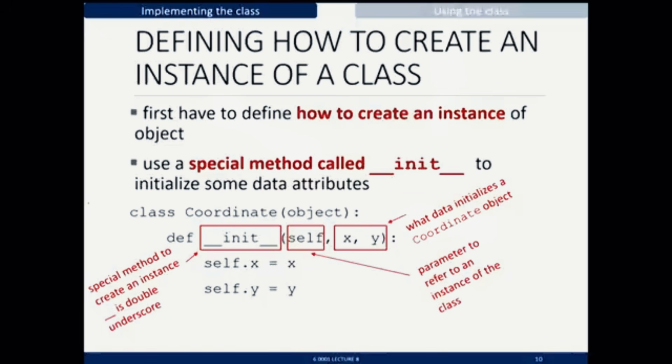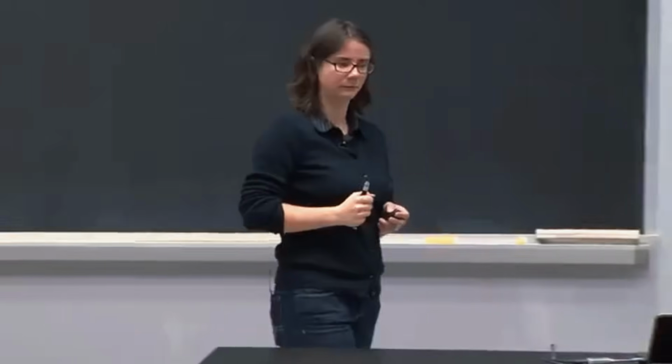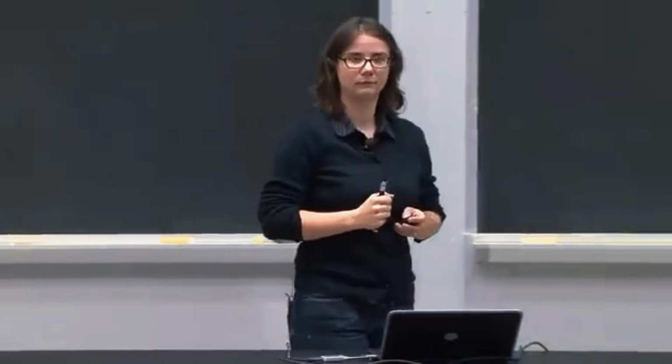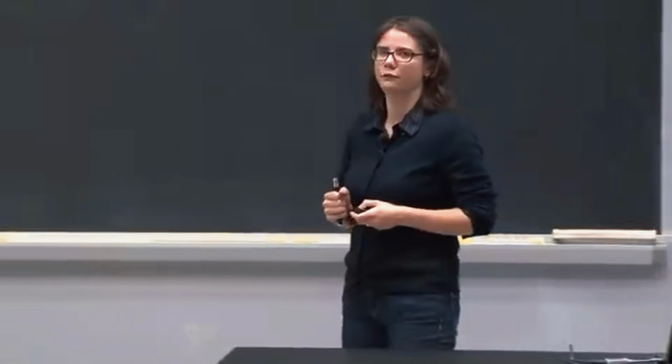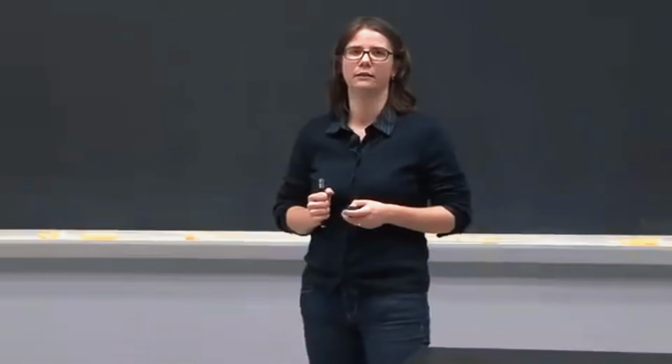Inside this init method, we're going to have two assignments. The first one says the x data attribute of a coordinate object, I'm going to assign it to whatever was passed in. And the y data attribute for a particular object is going to be assigned whatever y was passed in. Questions so far about how to write this init?